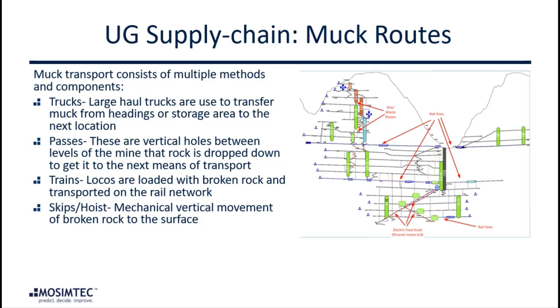There are 4 different ways that muck can be transported, which you can see here. We have trucks, passes, which are vertical holes between levels, trains, and skips. All of the vertical shapes on the map are muck passes. The muck will be handed off from one form of transport to another, over and over, until the rock reaches the surface in the mill.